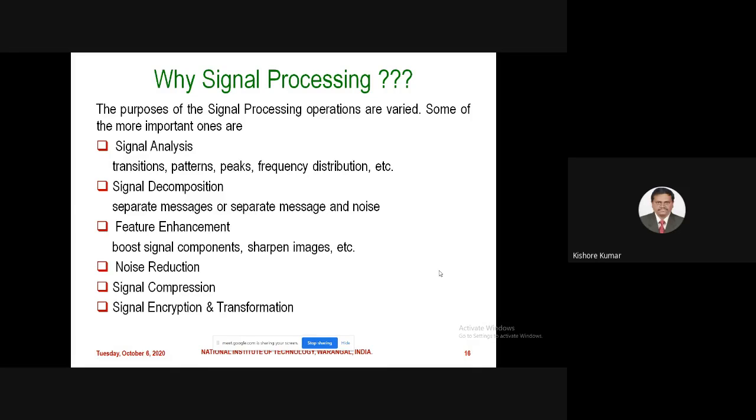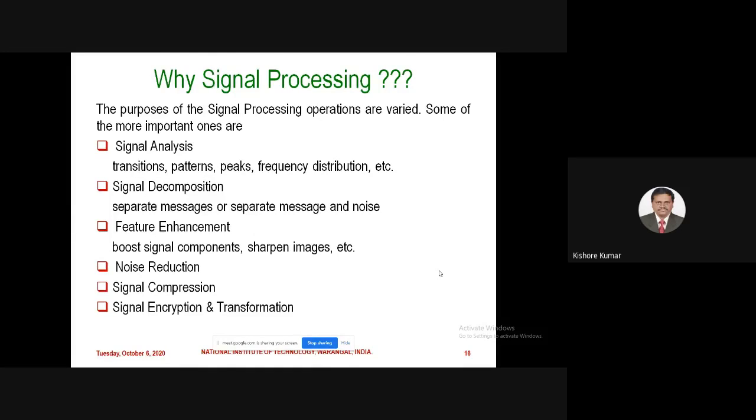Then another one is signal compression. This is also an important area. Signal compression means I need to use less bandwidth and transmit effectively. In such cases signal compression comes into the picture: how best I can compress the signal without degrading its quality.